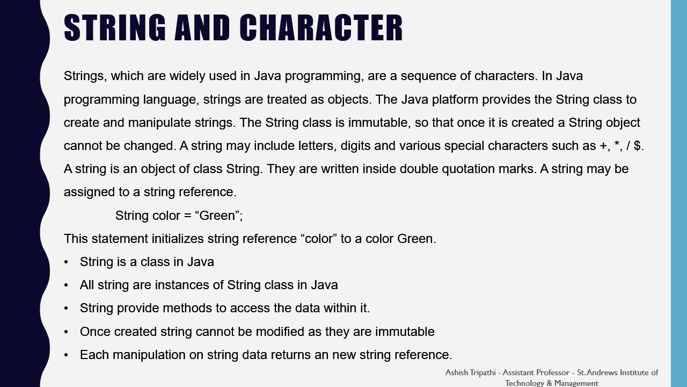A string is a class in Java. All strings are instances of the String class in Java. The String class provides the methods to access the data within it. Once created, a string cannot be modified, as they are immutable. Each manipulation on the string data returns a new string reference.